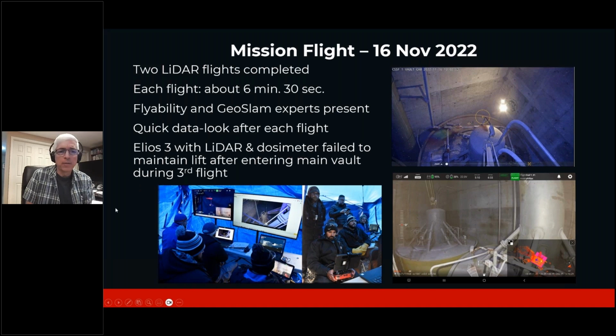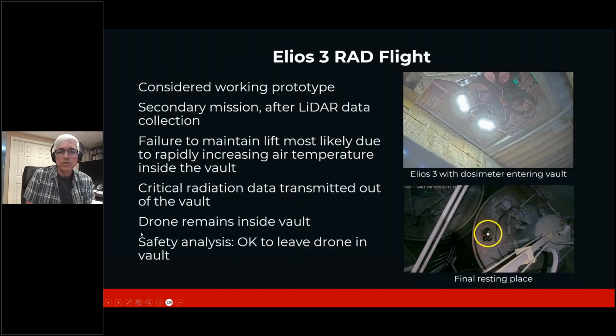We did a quick data look after each flight, and on the 3rd flight where we attached the RAD sensor, the drone did fail to exit the vault, and we are pretty sure it was most likely due to a rapidly increasing air temperature inside the vault. It was so cold that morning when we first opened the vault, cool air rushed in, but throughout the course of the 2 LiDAR flights, we were pretty sure the air inside the vault was heating up to the point where it exceeded the ability, with the added weight of the RAD payload, to maintain lift.